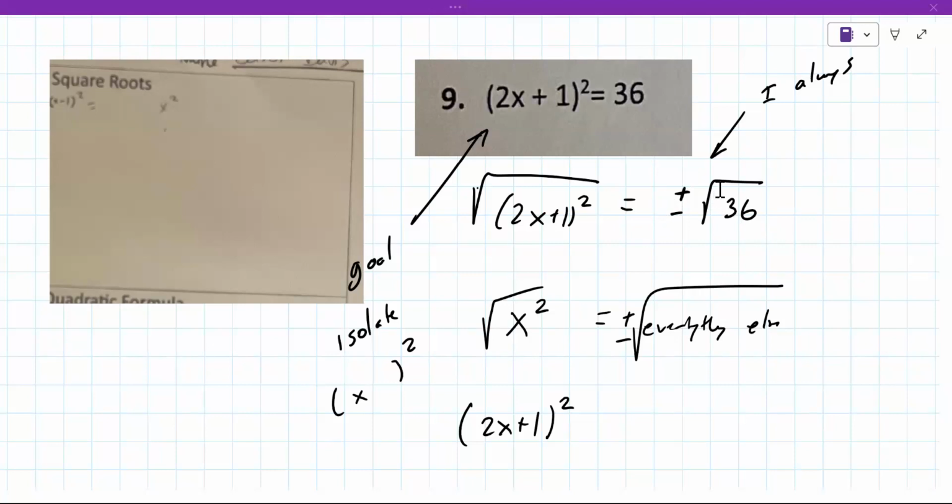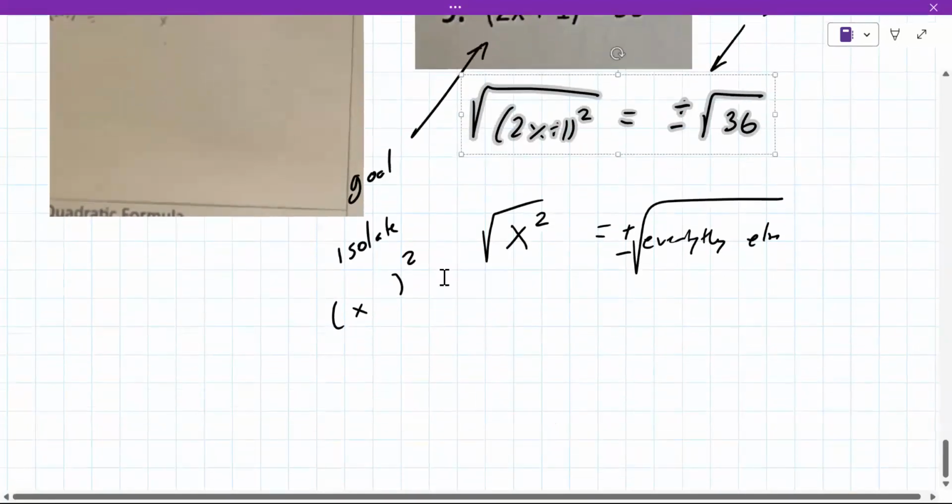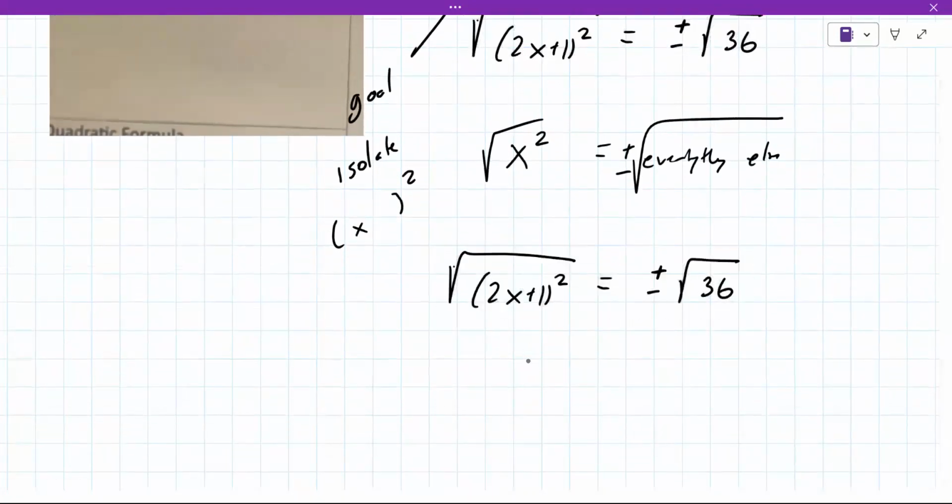Okay. Were you wanting me to try solving this one? I'll just work it out with you. I mean, you can. So from here, the square root undoes the square, so this becomes just 2x plus 1 on the left. And then if you can, you reduce the root: plus or minus 6.